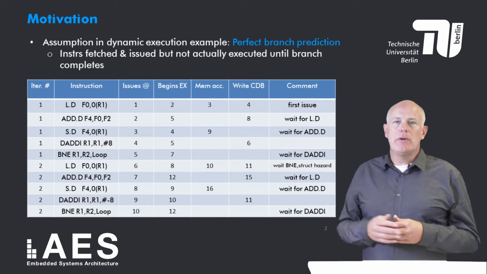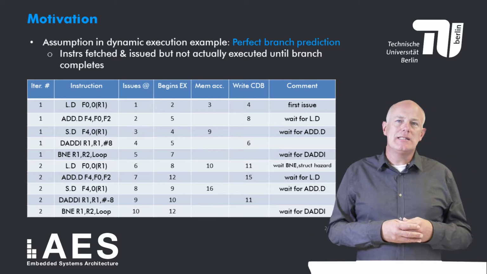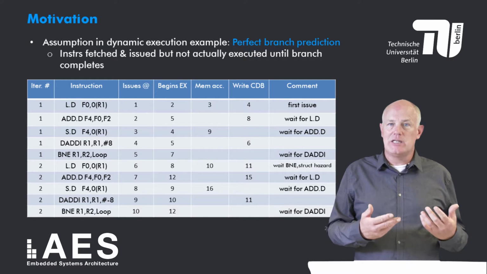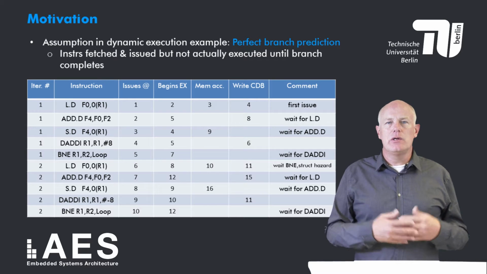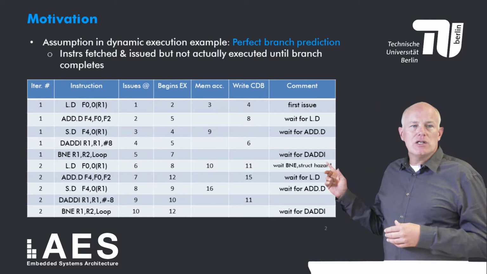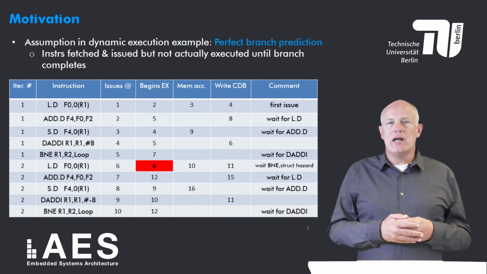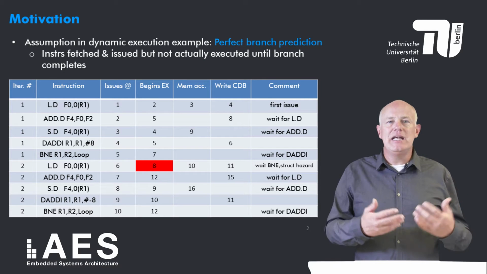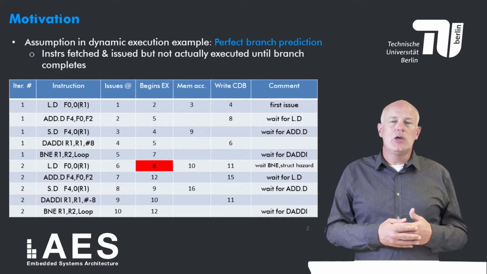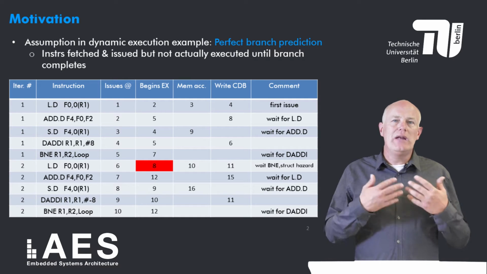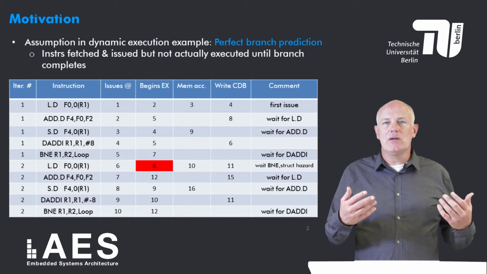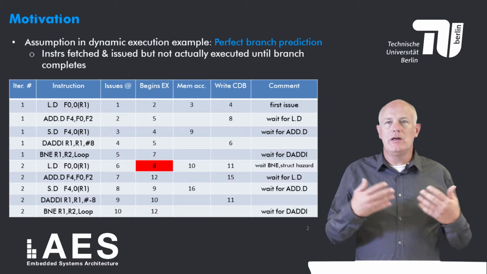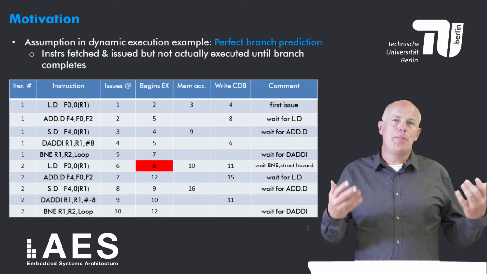In the dynamic execution example presented a few lessons ago, we assumed perfect branch prediction, meaning instructions are fetched and issued as early as possible, but not actually executed until the branch is completed. Because of this, every iteration we lose a cycle, as highlighted in red in this scheduling table. Although the load from the second iteration has been issued in clock cycle 6, it cannot execute until clock cycle 8 because it has to wait for the branch to complete. In this case, the penalty is small, but if the branch delay is 10 or 15 cycles, as is common in modern deeply pipelined processors, the penalty will be very large.